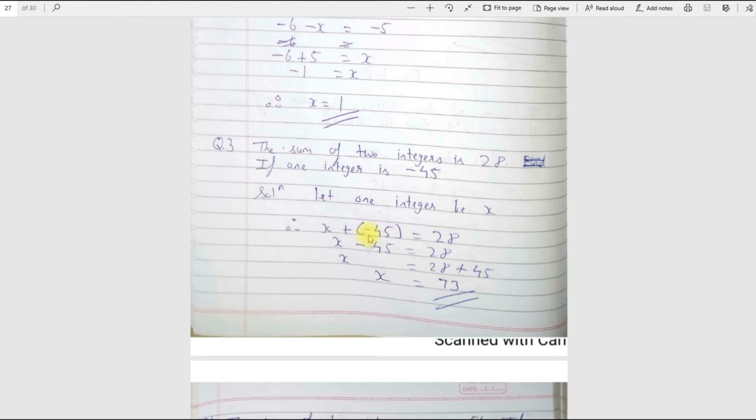Now plus minus becomes minus, so x minus 45 equal to 28. This minus 45 will go over there and become plus 45. So 28 plus 45 gives me 73. So x equal to 73.